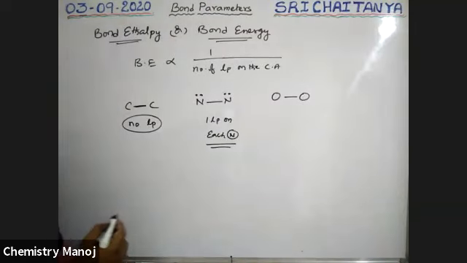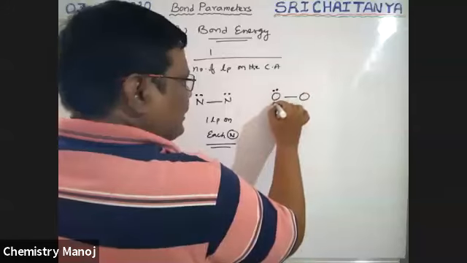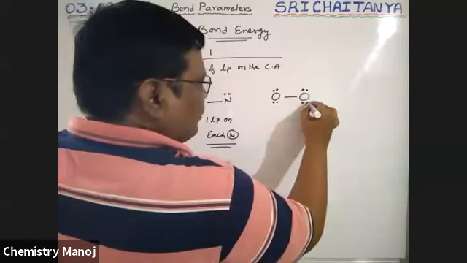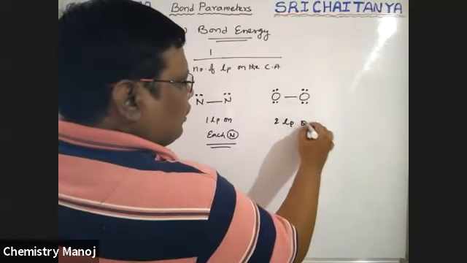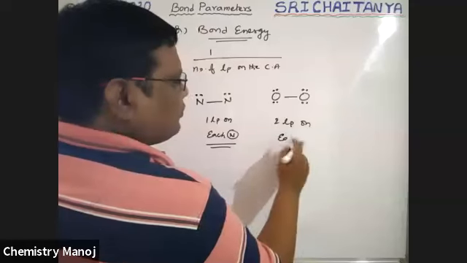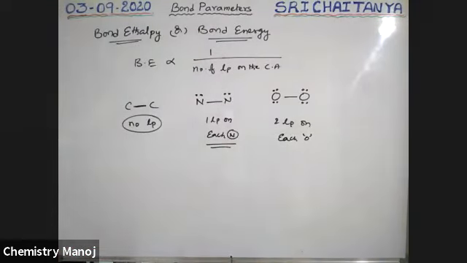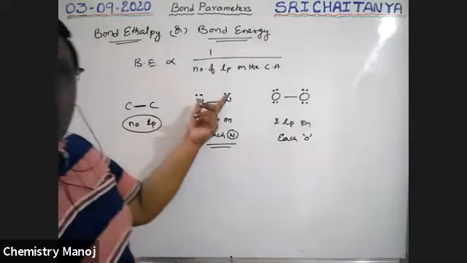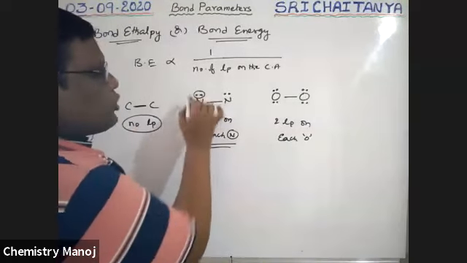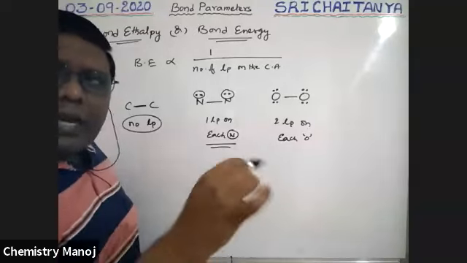One lone pair on each nitrogen. Here oxygen has two lone pairs on each oxygen atom. See, boys, here no lone pair, here one lone pair. So a lone pair occupies more space on the central atom than bond pairs.